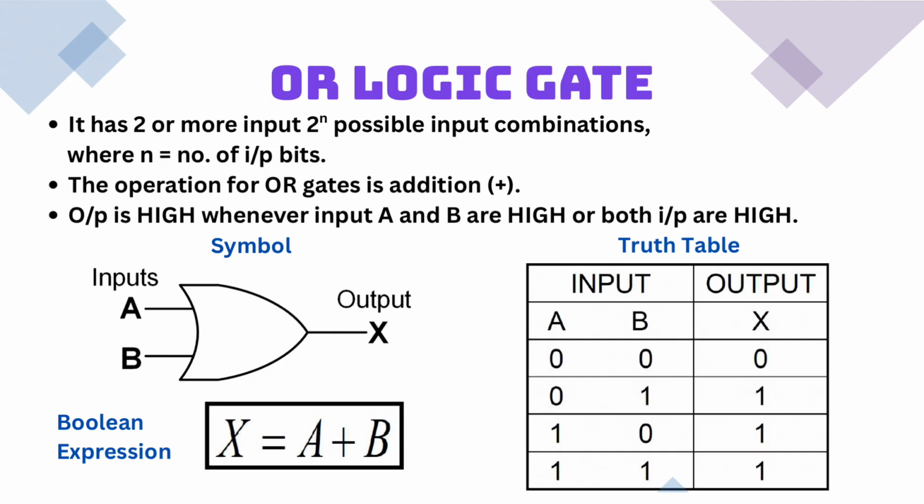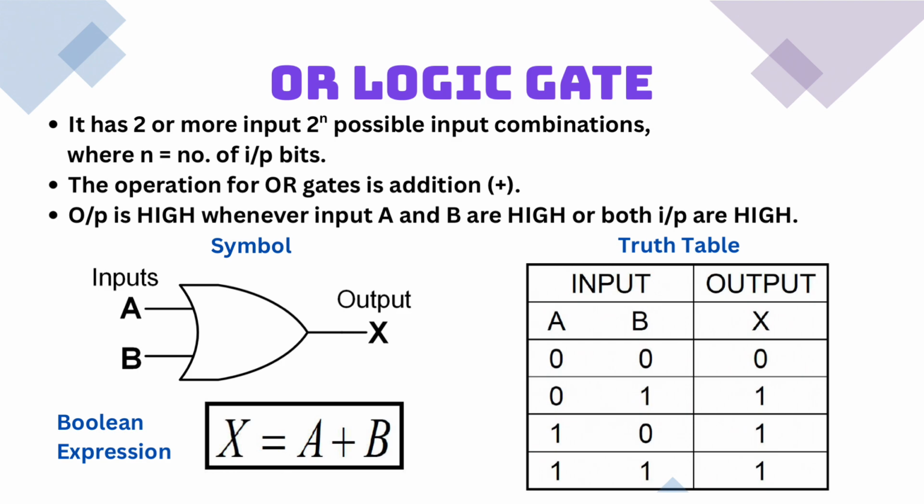Now let's look at the symbol. The OR gate is represented by this shape, which is a curved pointed symbol. This shape visually indicates that the OR gate's output X is high if at least one of the inputs, either A or B, is high.